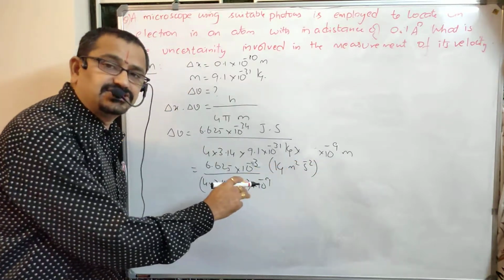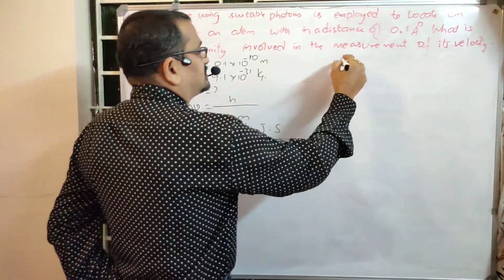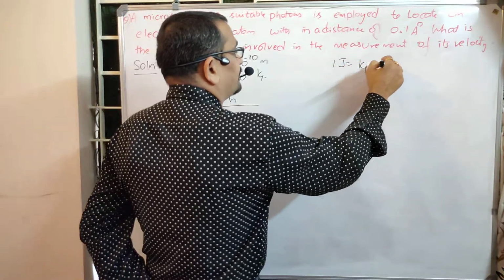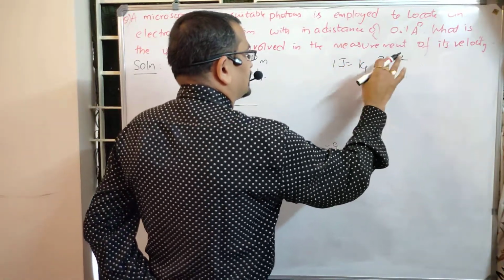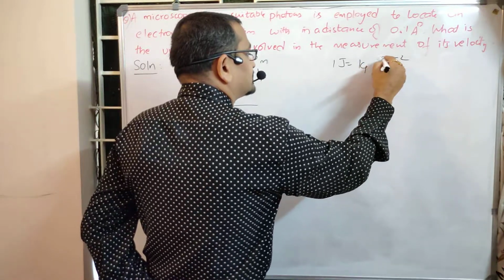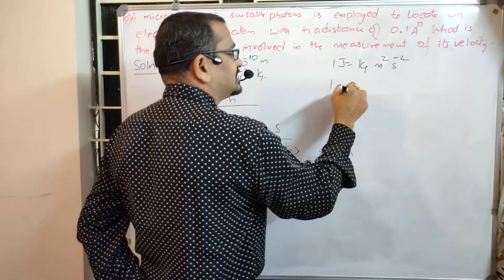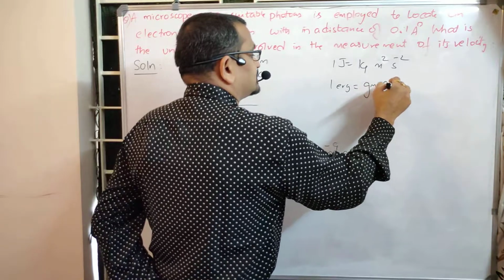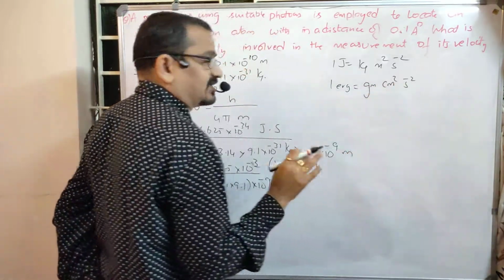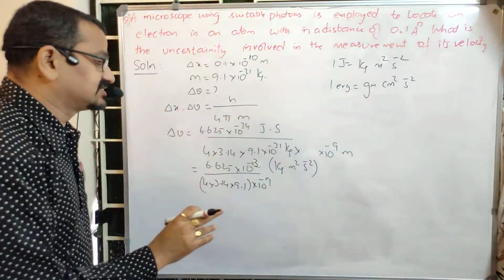Don't neglect this conversion. You need to remember 1 joule is equal to kg meter square second inverse square, and 1 erg is equal to gram centimeter square second inverse square. One should be very perfect in these conversions.